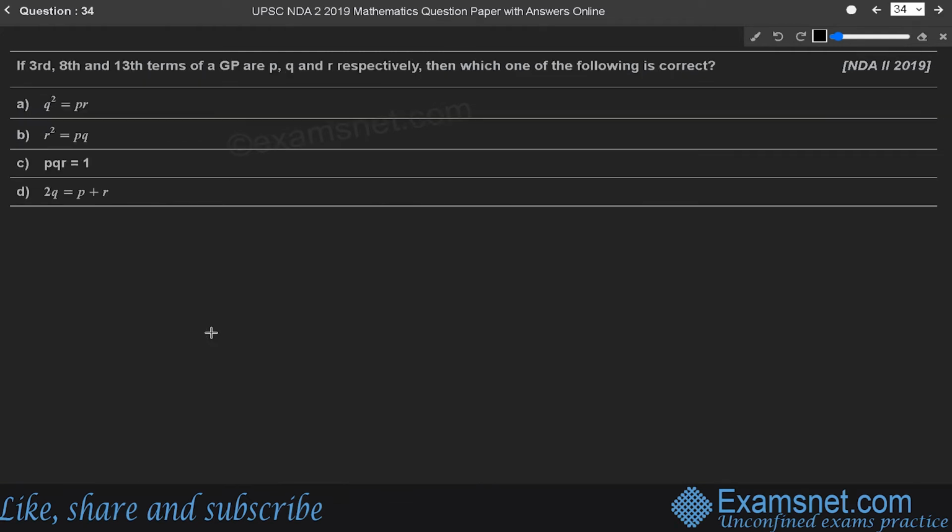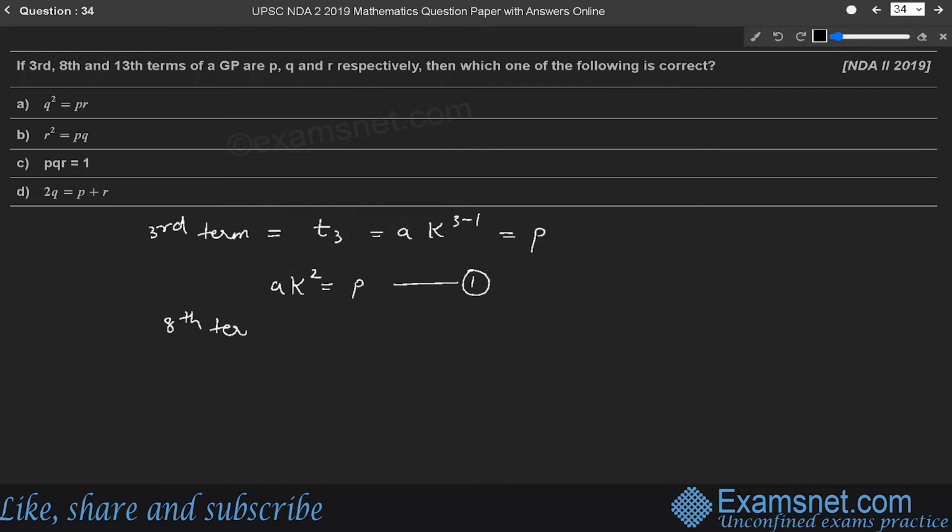Next question is, if the third, 8th and 13th terms of a GP are P, Q and R respectively, then which one of the following is correct? So we have to find which of the following statements is correct. Now, let A be the first term and K be the common ratio of a GP. Therefore, the third term T3 is equal to A into K power 3 minus 1, which is equal to P. So AK square is equal to P. Let this be equation number 1.